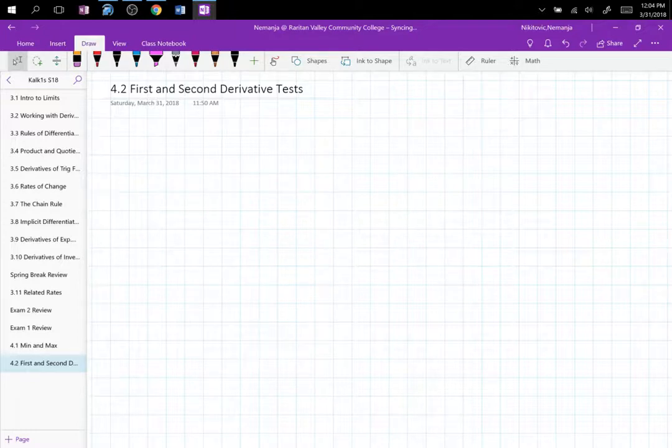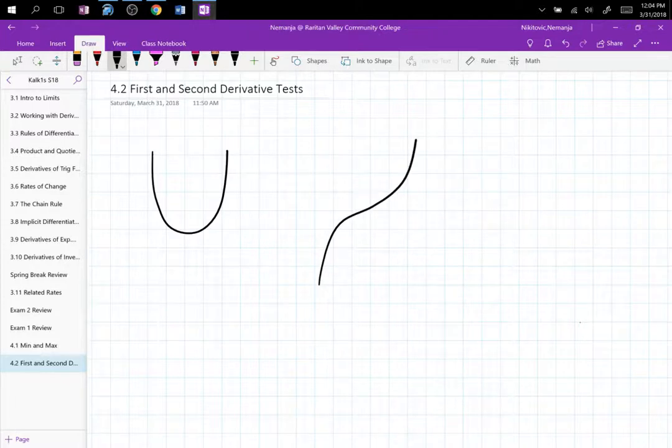So let's first talk about the general shape of functions. I'm going to talk about x squared and x cubed at first. So this is x squared and this is x cubed. We should know those shapes.